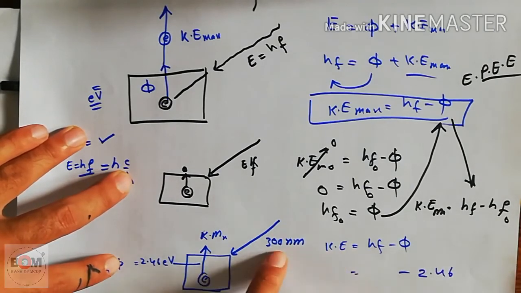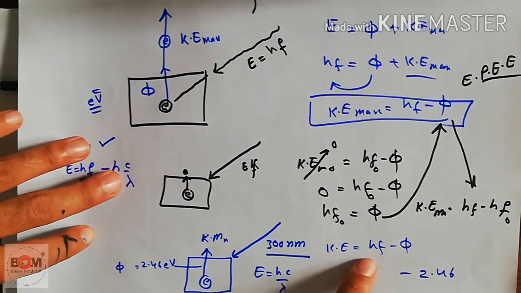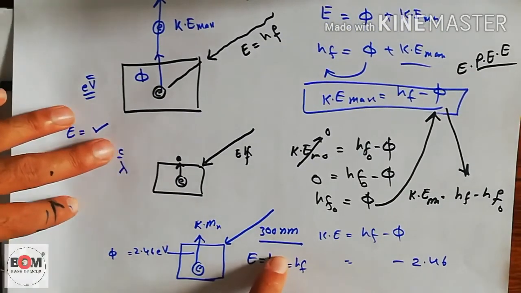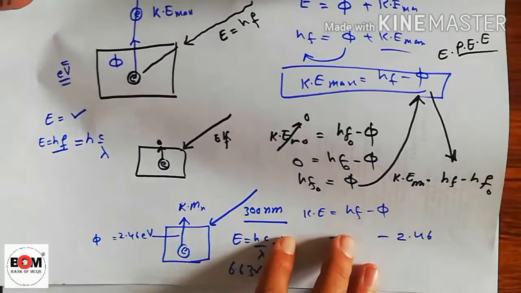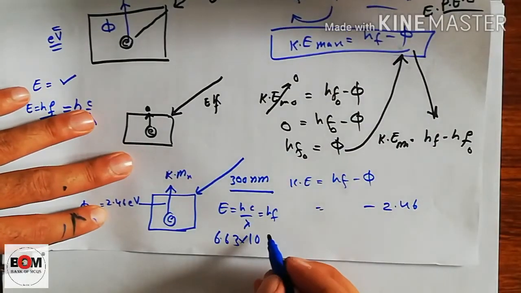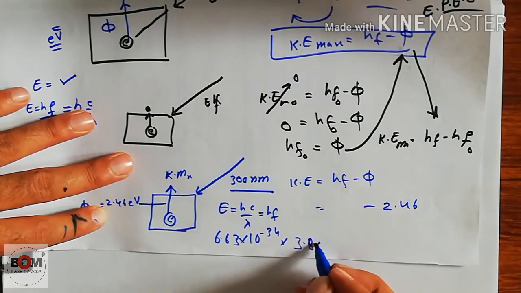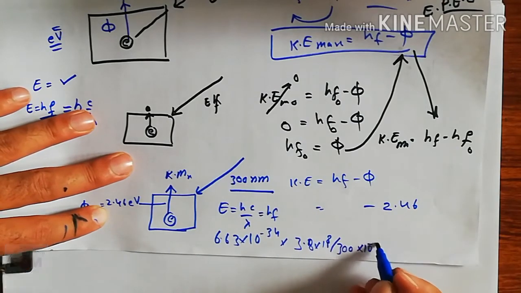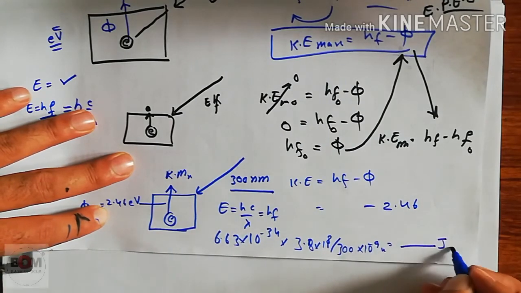But what about the hf? They have given us the wavelength, so we will use E is equal to hc divided by lambda. Instead of hf, E is equal to hf or hc divided by lambda. We will use this equation. So the h value is 6.63 multiplied by 10 raised to the power minus 34, c is 3 multiplied by 10 raised to the power 8, divided by lambda, which is 300 nanometer, and nano is equal to 10 to the power minus 9. So we will get the energy, that is 6.63 something joule.